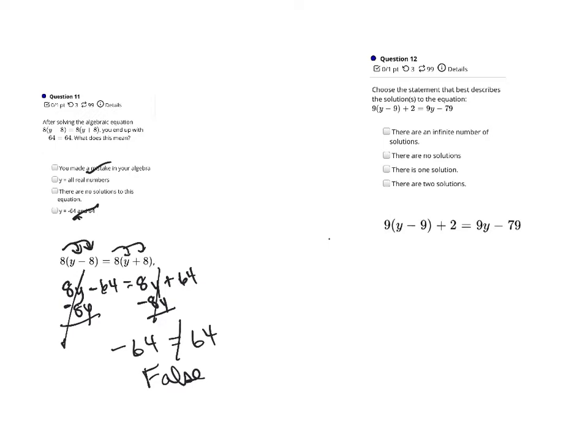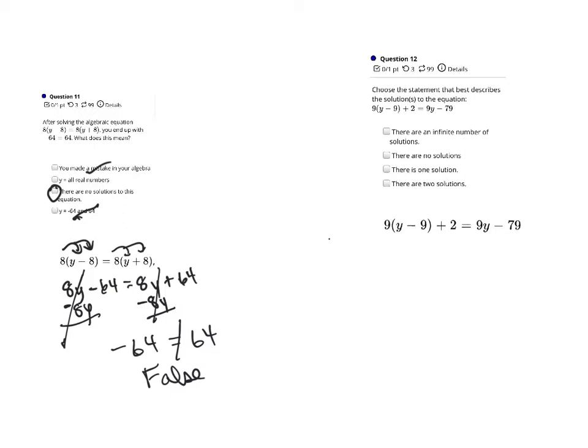Well, this isn't a true statement. Negative 64 does not equal 64. So which one sounds more like a false statement? Everything, all real numbers, or no solution? This would be no solution, okay? If it were 64 equals 64, then that would be all real numbers because that's a true statement. False statement, no solution. True statement, all real numbers.